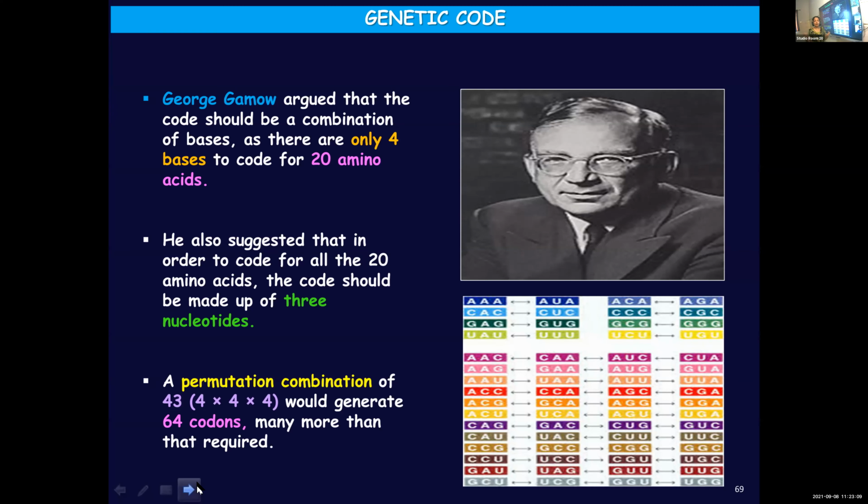To code for 20 amino acids, we have only 4 nitrogen bases, and George Gamow suggested that there should be at least 3 nitrogen bases so that it can code for 20 amino acids. A permutation combination means rearranging the order, like GAG, then GUG, by rearranging the existing nitrogen bases. A permutation combination of 4 raised to 3. It is 4 raised to 3.